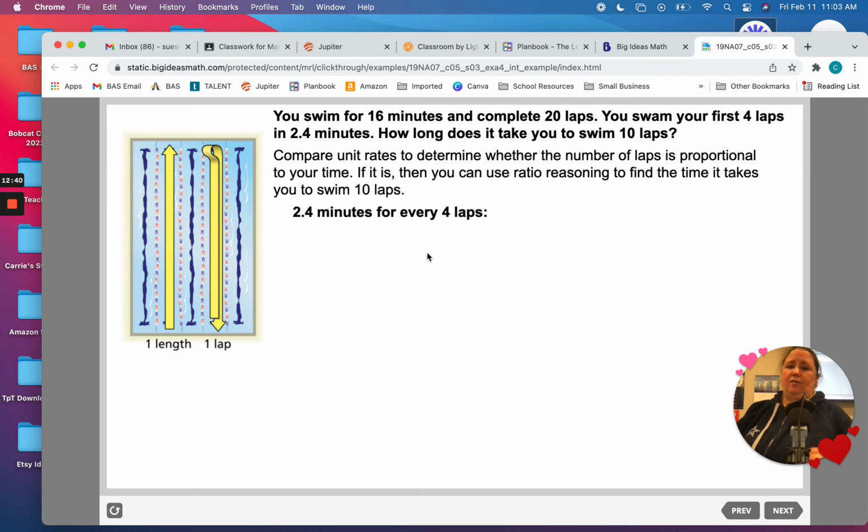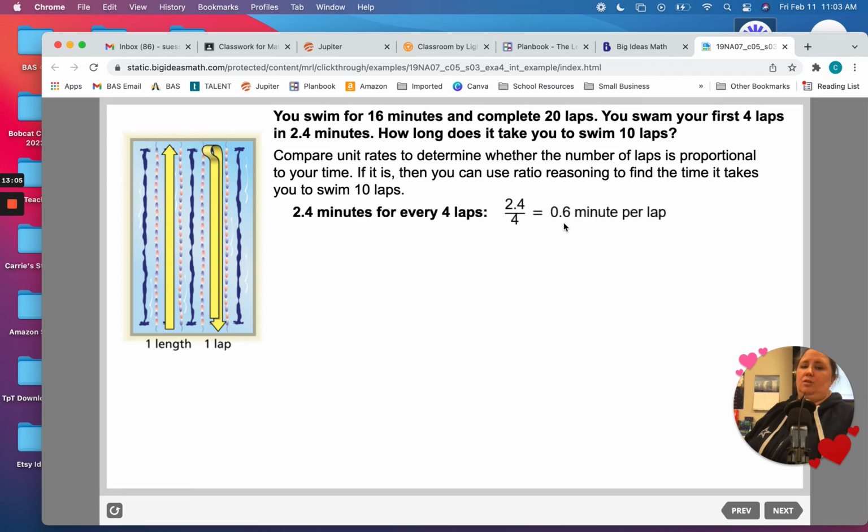All right, so if we have 2.4 minutes for every 4 laps, I can write that as a fraction, right? Okay, can I simplify this? What's 2.4 divided by 4? 0.6. Okay, 0.6 minutes per lap. Very good. Okay, so this is my unit rate. I'm going 0.6 minutes per lap.